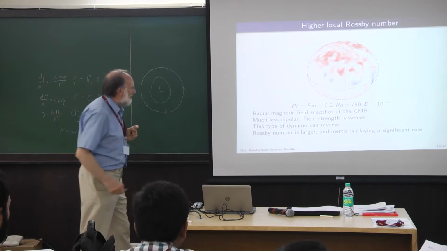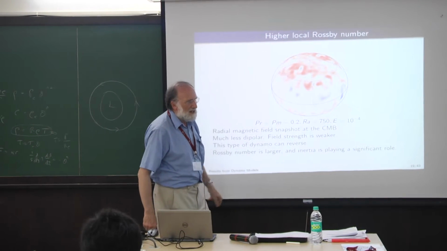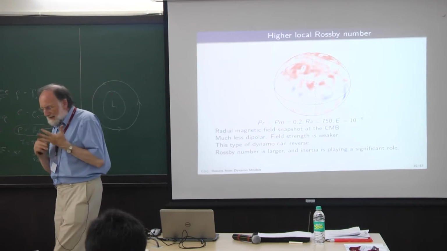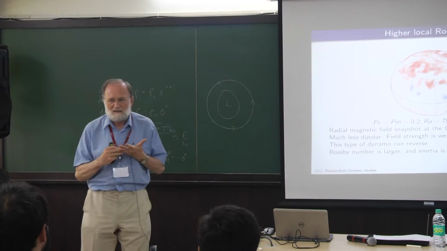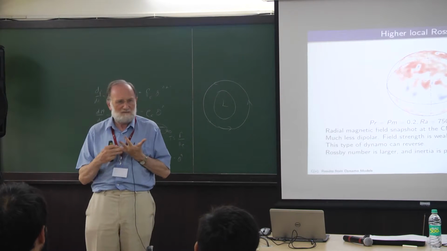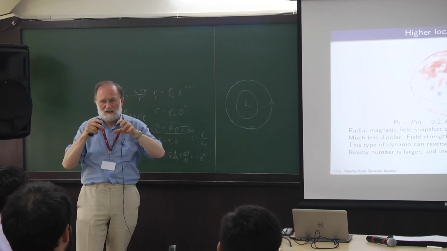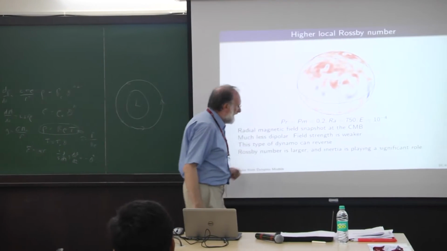breaking up, and the magnetic field also breaks up, and it's much less dipolar. It's what we sometimes call a small-scale dynamo. In the planetary literature, it's often called multipolar dynamos. In the astrophysical literature, it's a small-scale dynamo. It's all the same thing. It's just lots and lots of small-scale field with no overall mean field, no coherent structure. And that's what you get.